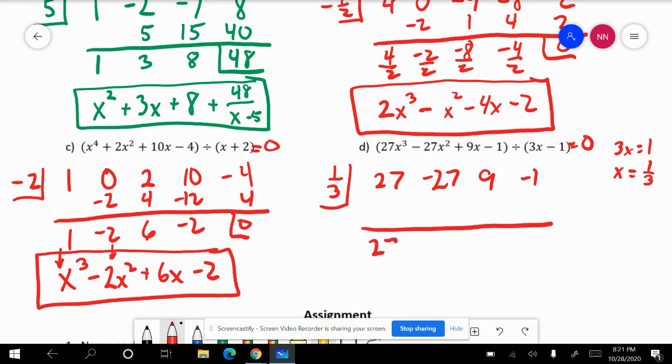First one we always bring down, multiply by a third. We get negative 18. Multiply by a third gives us negative 6. Gives us 3. Multiply by a third, that gives us 1. And it goes in evenly. Remember, because of the 3 right here, we're going to divide each of these by 3. So we get 9x squared minus 6x plus 1.